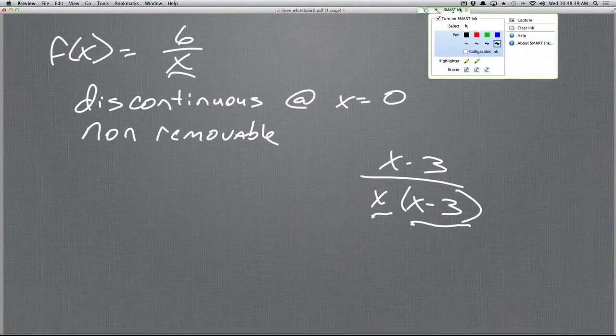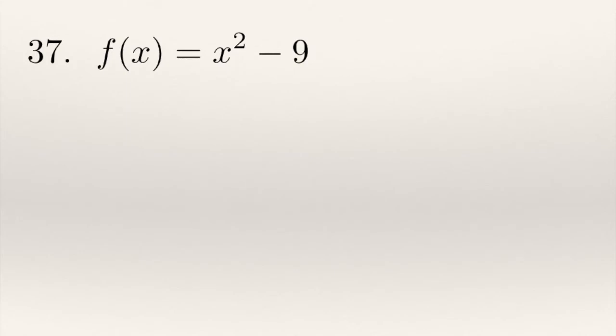Hopefully it'll start clearing up. The more we do, the more comfortable you should get with it. All right, let's look at 37. f of x equals x squared minus 9. Are there any discontinuities? No. Why not? Because I don't have a denominator. Discontinuities come from when my denominator is 0. I don't have a denominator, so there are no discontinuities. It is continuous everywhere.